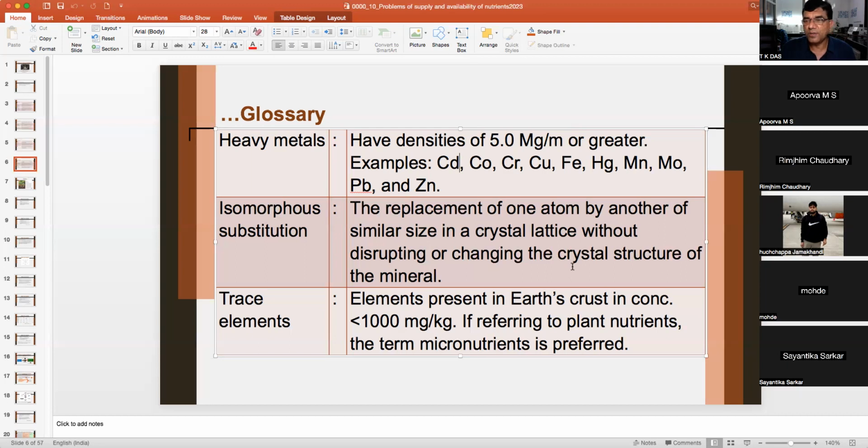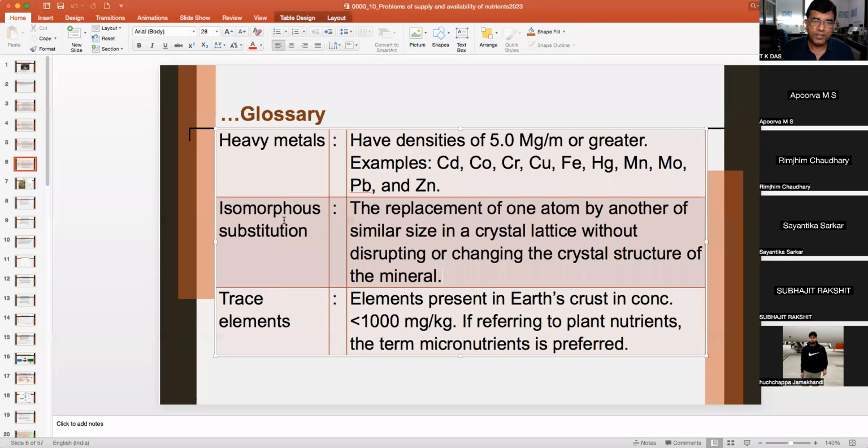That is isomorphous or isomorphic substitution. When you study the minerals, particularly clay minerals, then you will find this isomorphic substitution. I gave you one example of ammonium and potassium, where they can replace each other, and their radius is the same. Therefore, they replace each other. Some may be in soil solution, and some may be inside the clay minerals, and then substitution can happen. Potassium can substitute ammonium, and ammonium can substitute potassium.